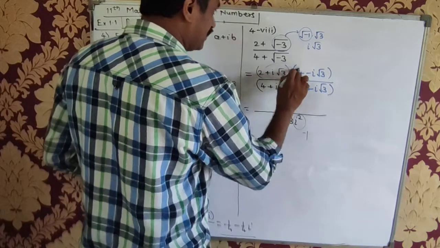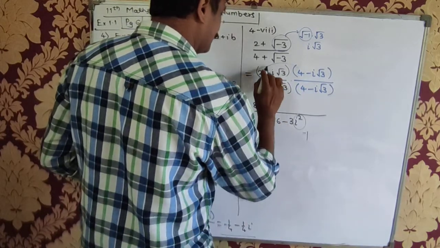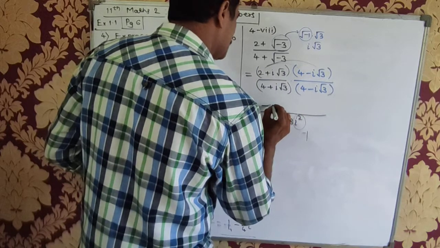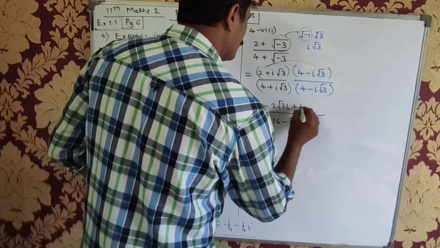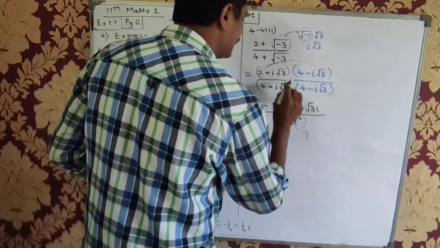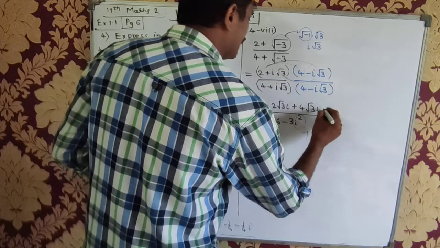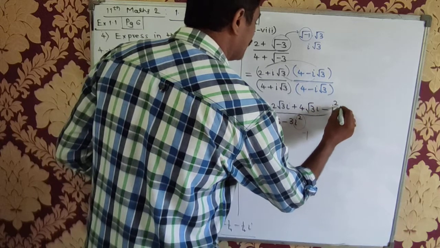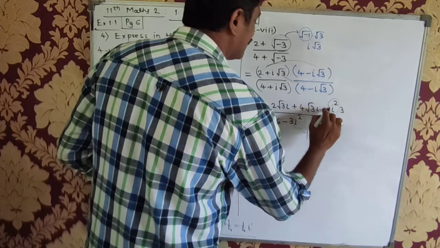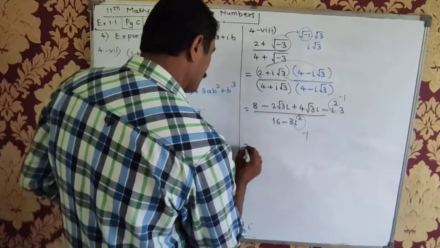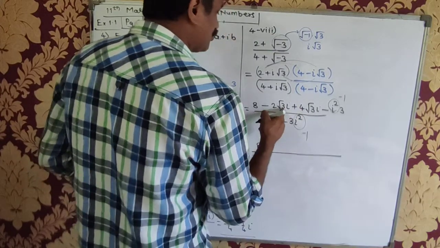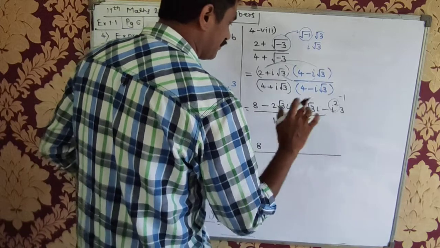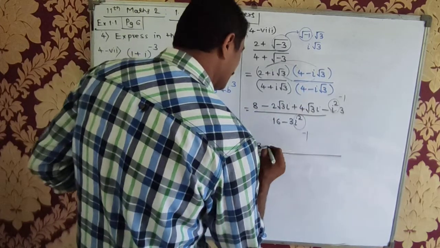Okay, in the meanwhile, ये क्या होगा? 4 2 जा 8. 8 minus 2 root 3i plus 4 root 3i. And minus 1 minus i square into 3. But this i square is minus 1. So all in all, what you get there? This is 8 minus 2 root 3i plus 4 root 3i plus 3. Minus 2 root 3i plus 4 root 3i is 2 root 3i.